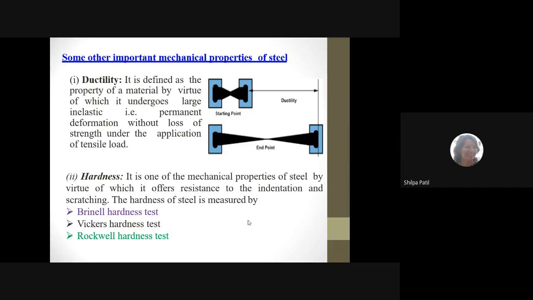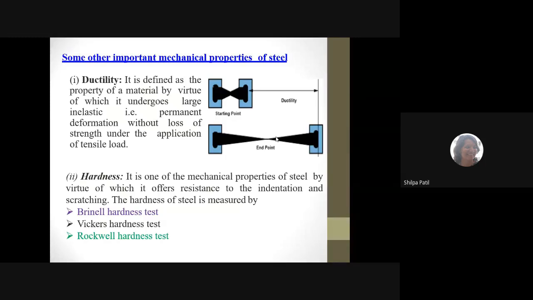So if you can recall the tension test in which a steel bar is subjected to an axial tensile force, it shows a large amount of elongation before breaking or before failure. This elongation is possible only because of the property of ductility. And because of this, steel as a material is very famous and very important in structural design.